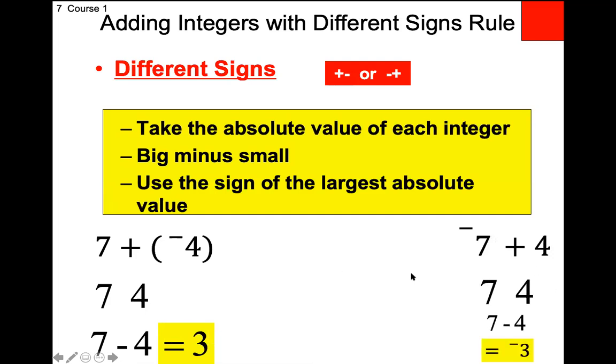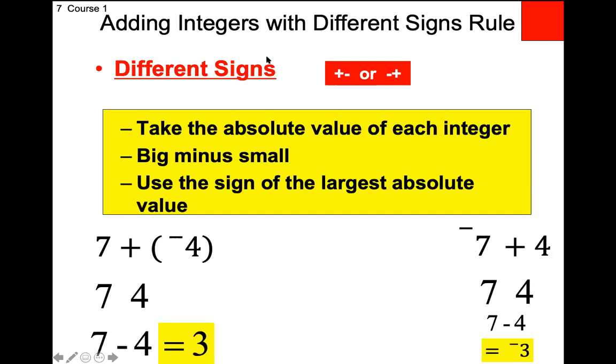So let's see what it says. It says, as soon as you decide that you are adding different signs, that means one's positive, one's negative. You see my 2 examples here. 7 is positive, 4 is negative. On the one on the right, 7 is negative, 4 is positive. As soon as you decide that you're dealing with different signs, then it's 3 rules. Step number 1, same rule as the previous one. You're going to take the absolute value of both numbers. The absolute value of 7 is 7. The absolute value of negative 4 is 4. But this time we're not going to add, we're going to subtract.